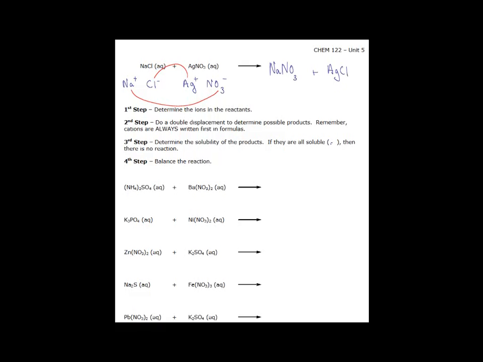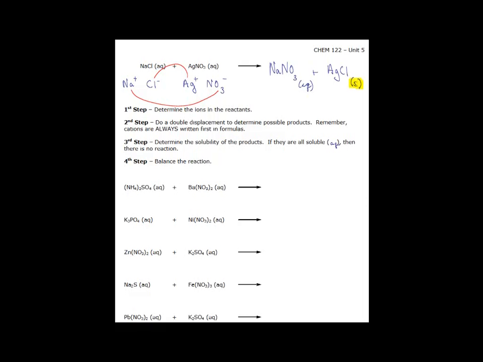If they are all soluble, meaning AQ, there is no reaction. So let's see, is sodium nitrate soluble or insoluble? Consult rule number 1. Sodium nitrate is always soluble, so you could put an AQ here. Now silver chloride, consult rule number 2. All chlorides are soluble except for Ag and Pb, so this is going to be an S. So since we have an S, and this is a precipitation reaction where we have to have a solid forming in order for it to occur, this reaction will go forward.